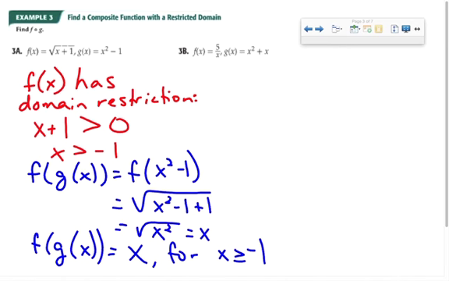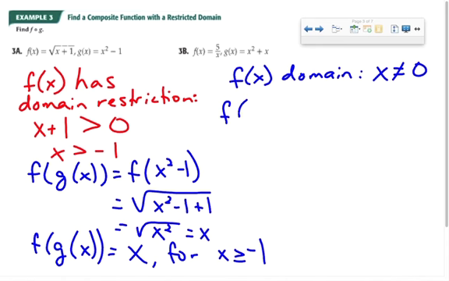Similar idea in part 3b. G of x has no restrictions, f of x does. Okay, so the domain of f of x is that x cannot equal 0. So now let's go ahead and do the rest of it.